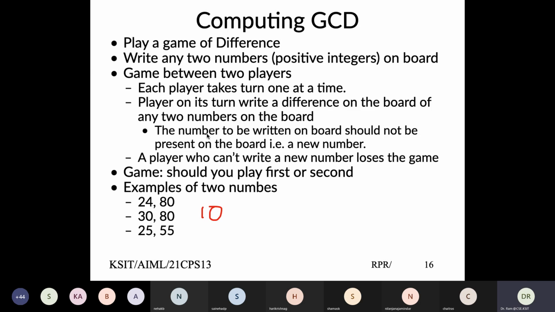25 and 55: GCD is 5. 55 by 5 is 11, which is an odd number. That means the first player would win. And the next case, 25 and 60: again the GCD is 5. 60 by 5 is 12, which is an even number. That means the second player wins.